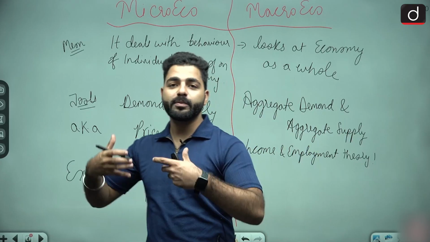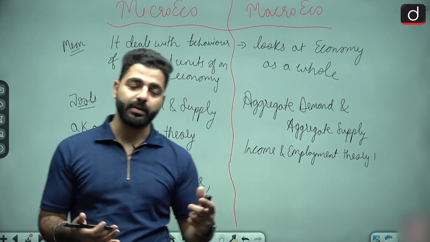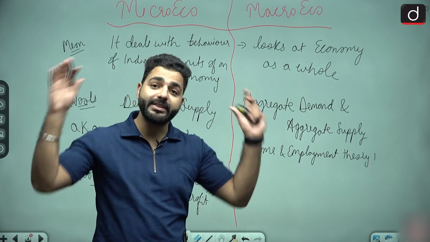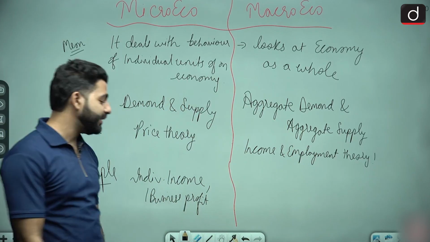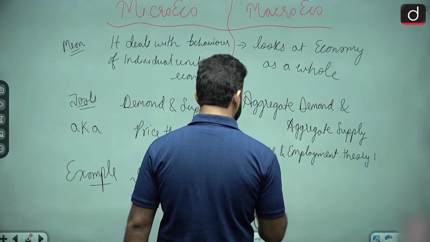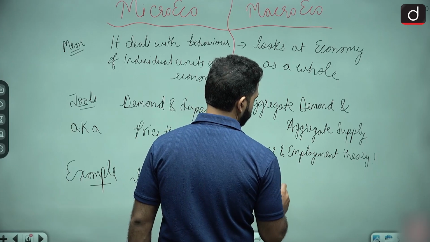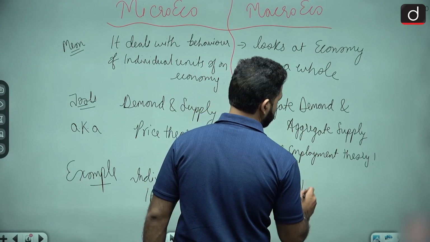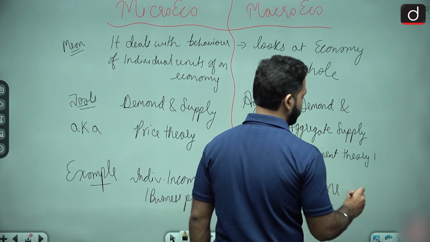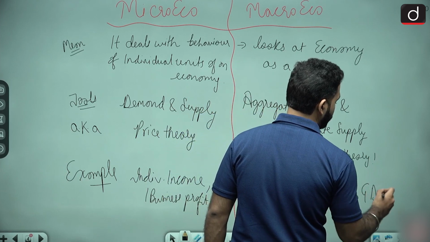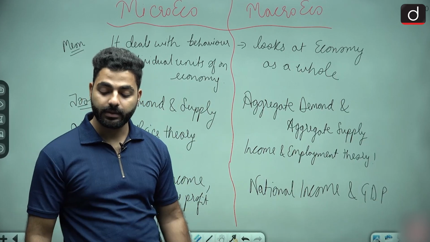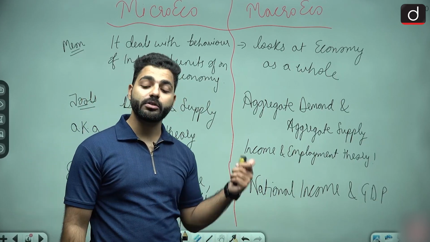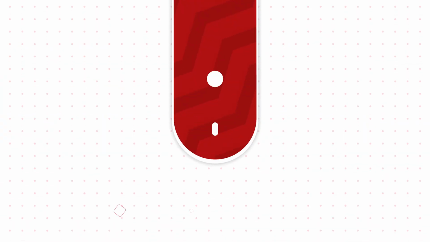If I'm talking about my salary, then again micro variable. But if I'm talking about the whole GDP of the country, then that is macro. That is national income, your GDP, national income, and you can say GDP. GDP's full form is, can anybody tell me? That is gross domestic product.